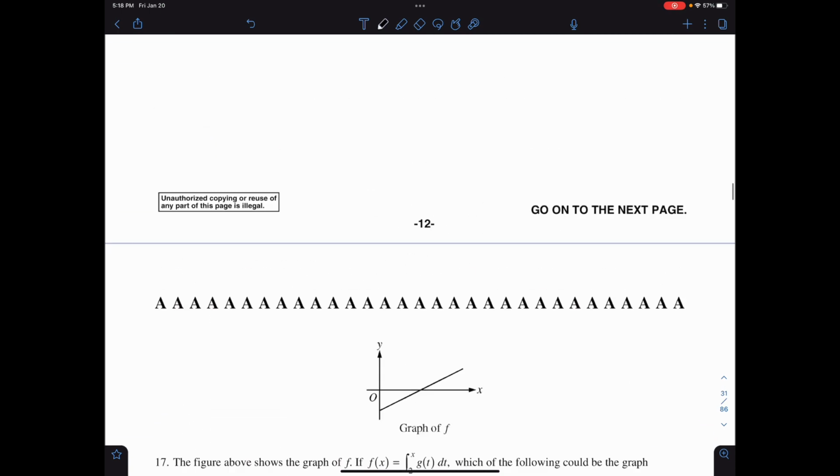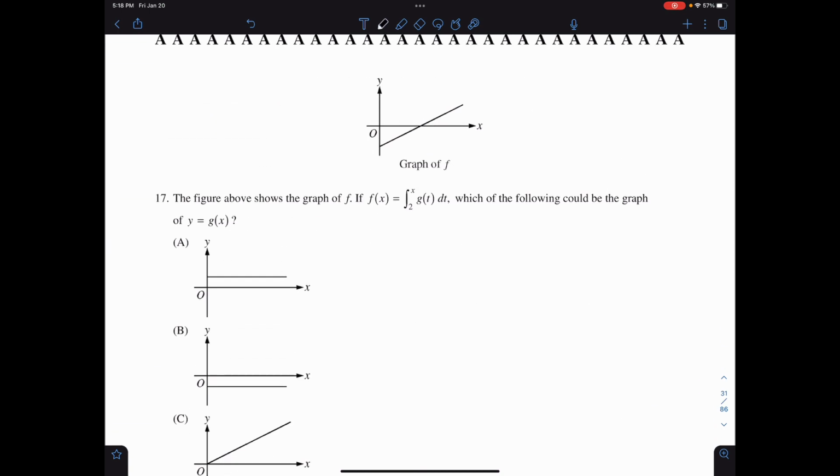Okay, now on to 17. We're given a graph of f, and the question says the figure above shows the graph of f. If f of x is equal to the integral from 2 to x of g of t dt, which of the following could be the graph of y equals g of x?